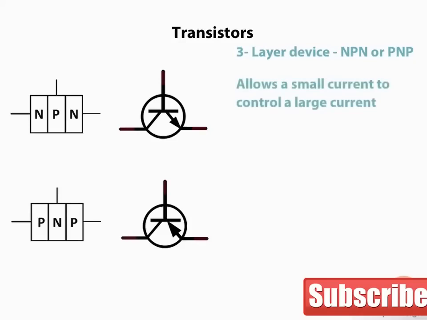Transistors allow a small current to control a larger current. A small fixed or varying current on the gate of the transistor can make it behave as an amplifier or switch.